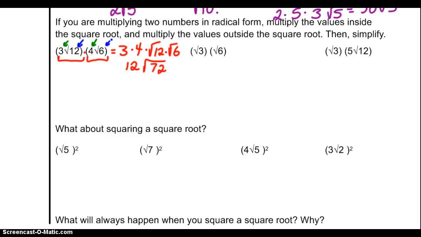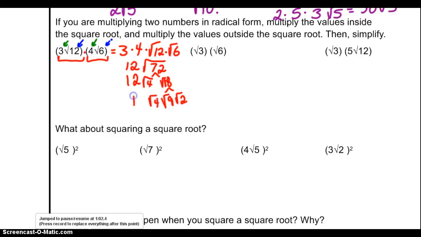And then from here, all I need to do is simplify just like I did before. So how can I factor that 72? Well, 4 goes into 72, and that's a perfect square. Excuse me, that is 4 times 18. So 4 times 18 is 72. And don't forget to bring that 12 down. Okay, and then can I break 18 up anymore? Well, I can. 9 goes into 18, and 9 is a perfect square. So square root of 9 times the square root of 2. And let's bring down the 4, bring down that 12.